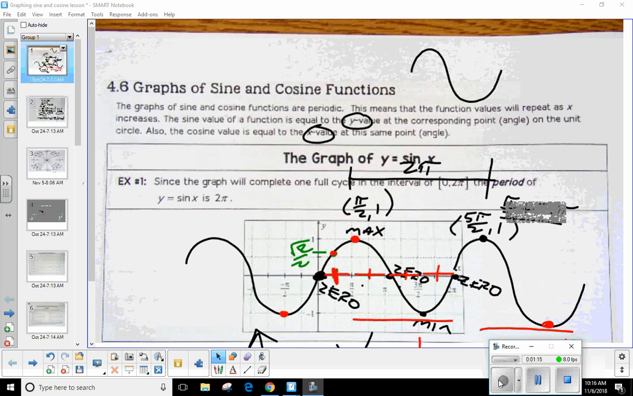Now, something else is happening on Thursday. You're going to have the first quiz of the 6 weeks, but it's not going to be over graphing sine and cosine. It's over the two laws, law of cosines, law of sines. So make sure you're familiar with those.